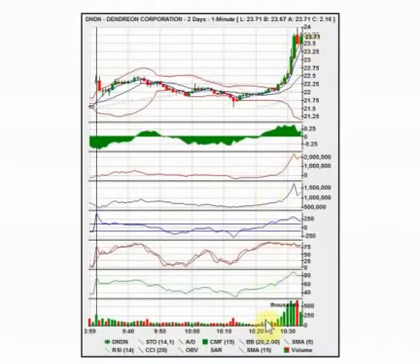This chart right here with the volume and all the indicators starting to move, like a crossover here. The indicators tell you when it's time to buy and when it's time to sell.